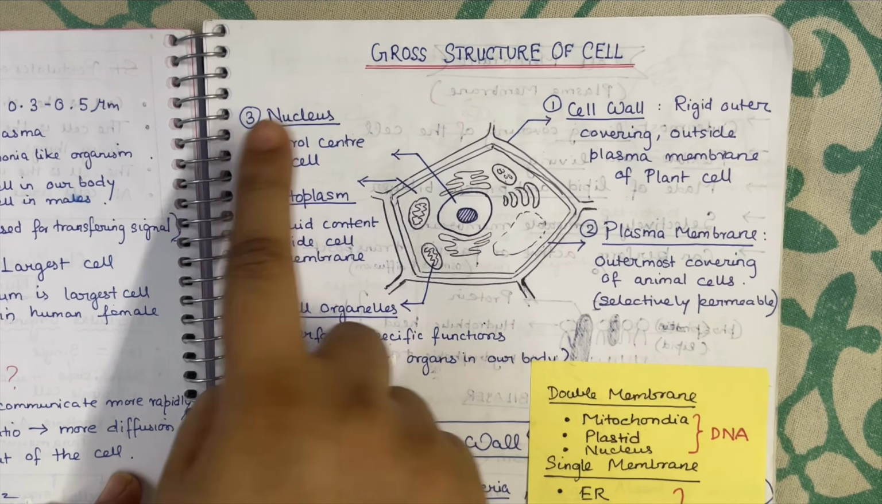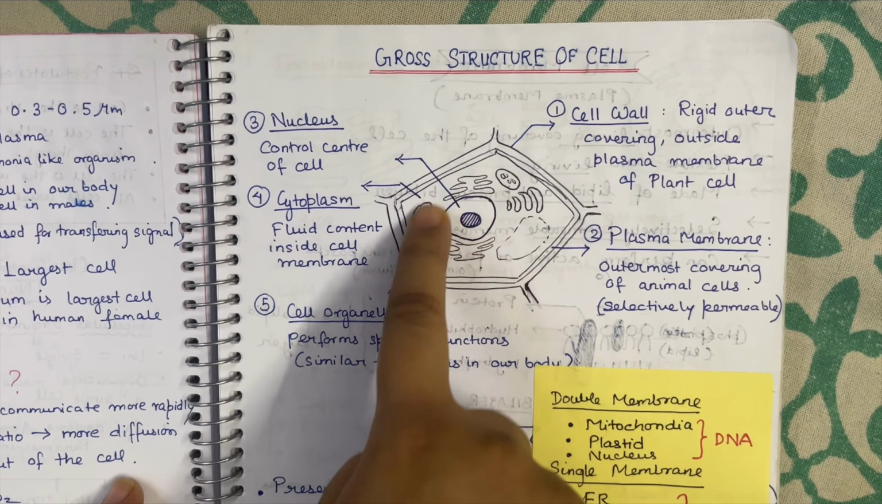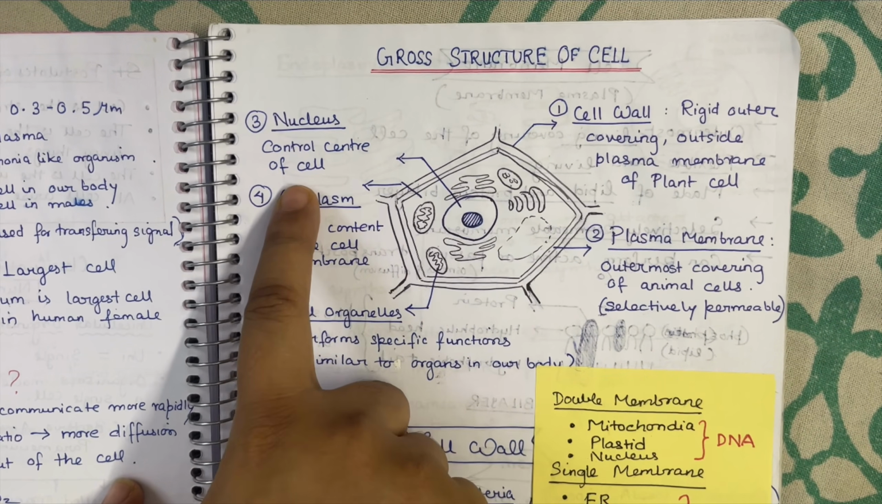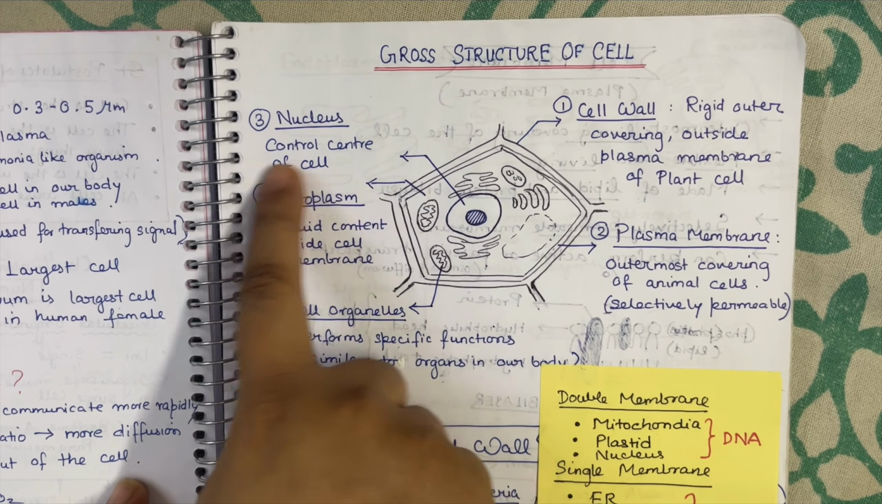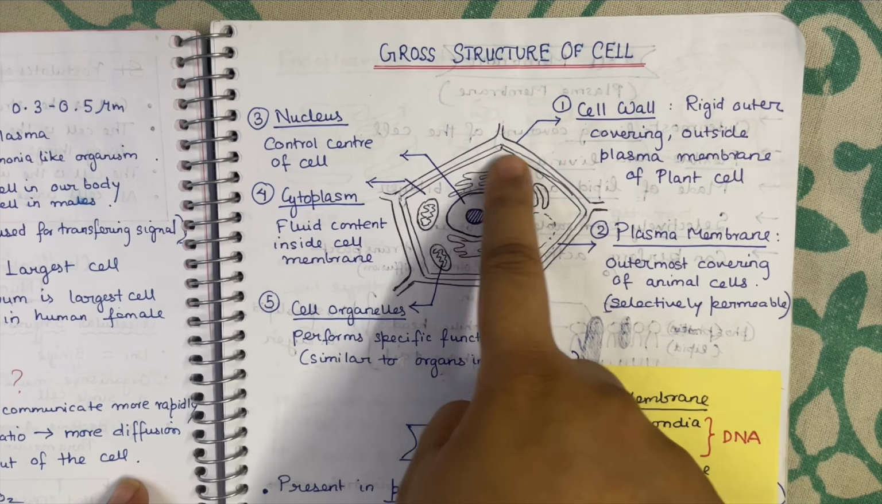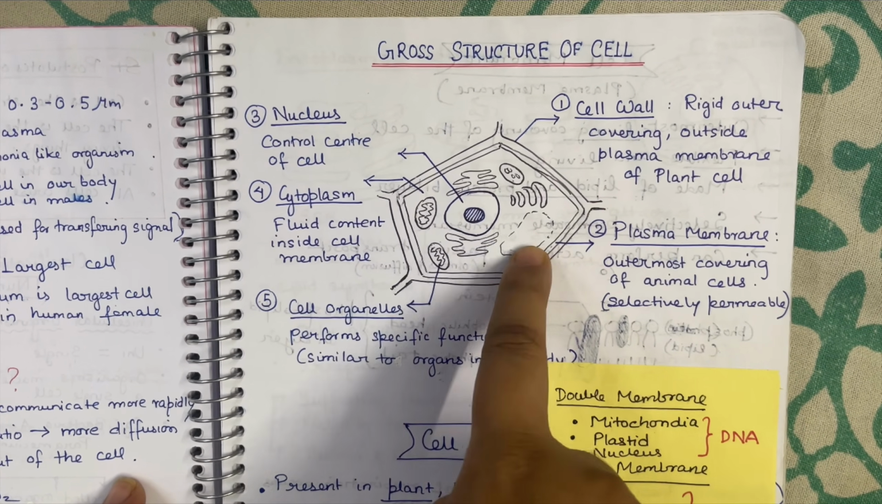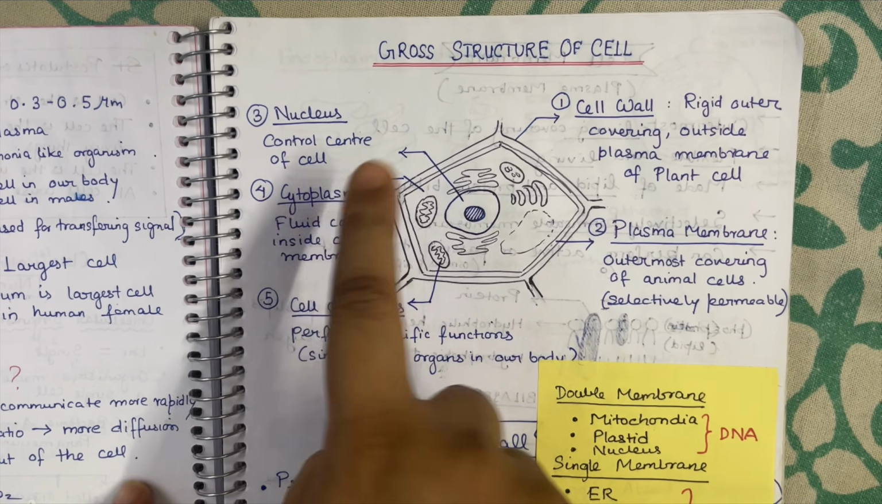The next part that we have is the nucleus, which you can see is more or less centrally located, and it is the control center of the cell. The next important part will be the cytoplasm. The entire fluid matrix or the fluid content which is present inside the cell membrane is known as the cytoplasm.